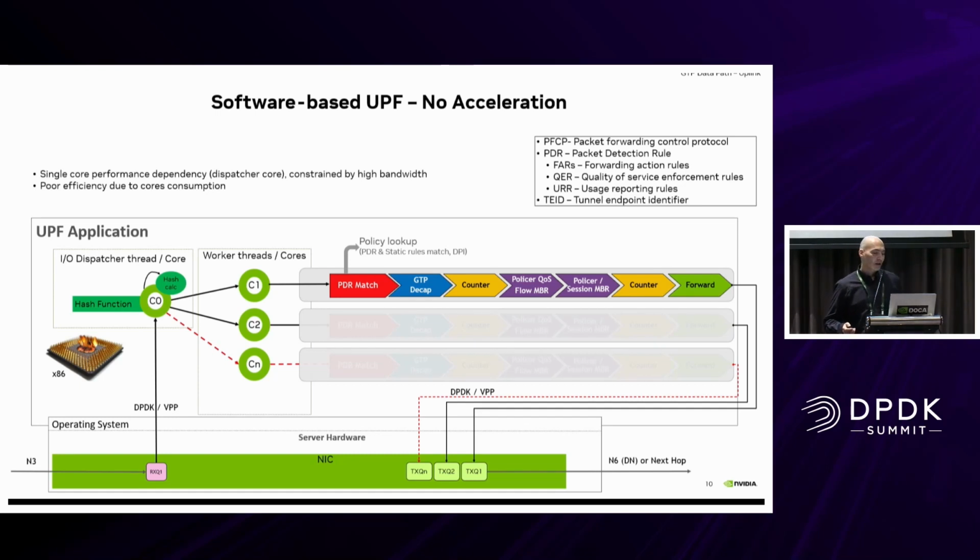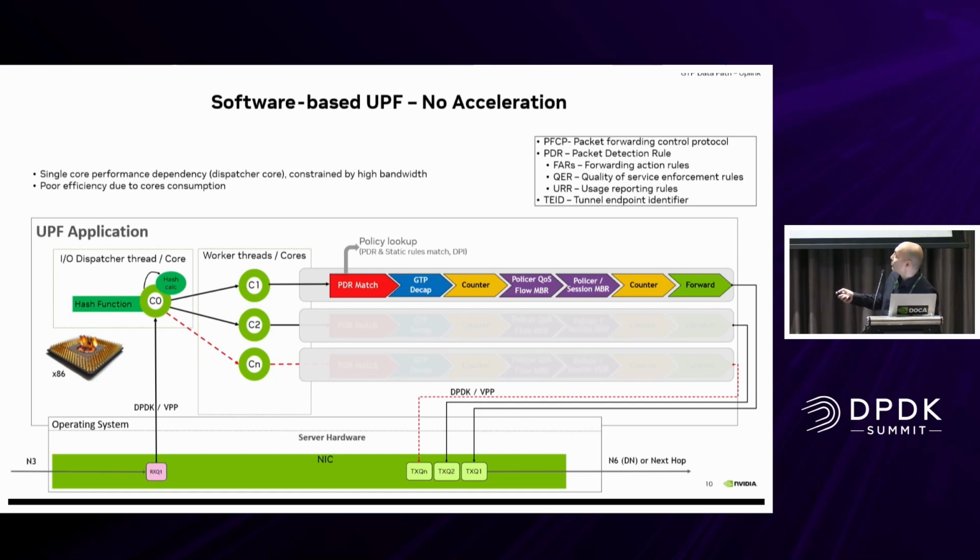Okay. So UPF without acceleration is using a regular CPU and a regular NIC, and all the data goes to the CPU. Then there is a dispatcher thread that is working very hard, so hard that in some cases, when the traffic goes beyond some limits, such as elephant flows, the CPU cannot handle it.